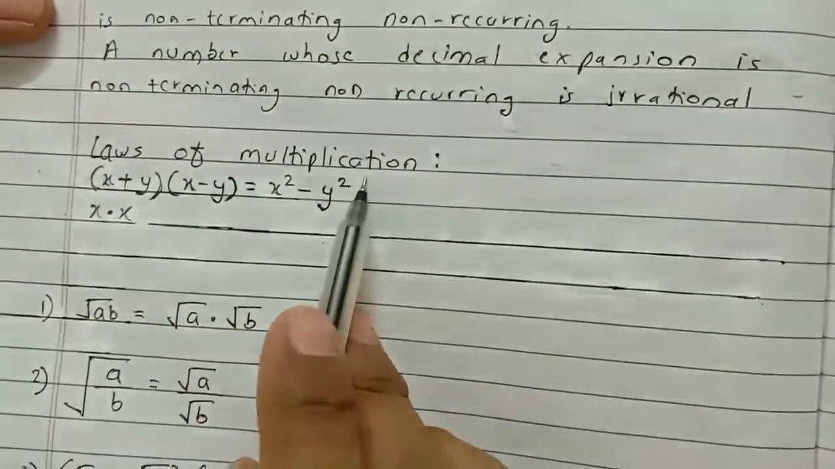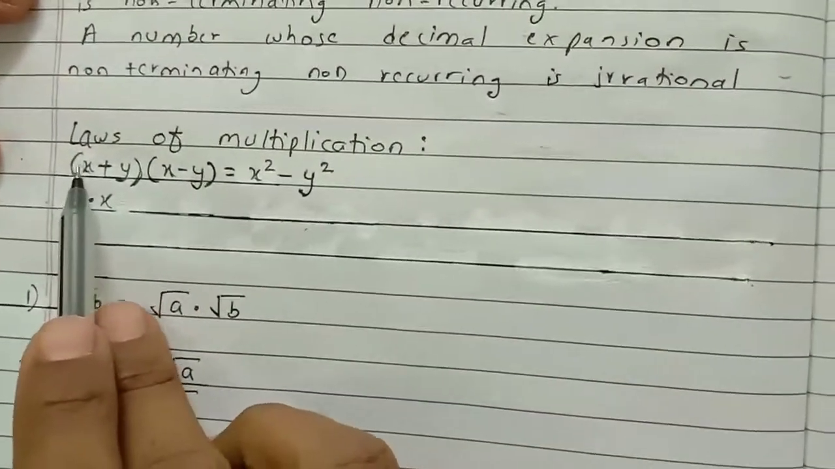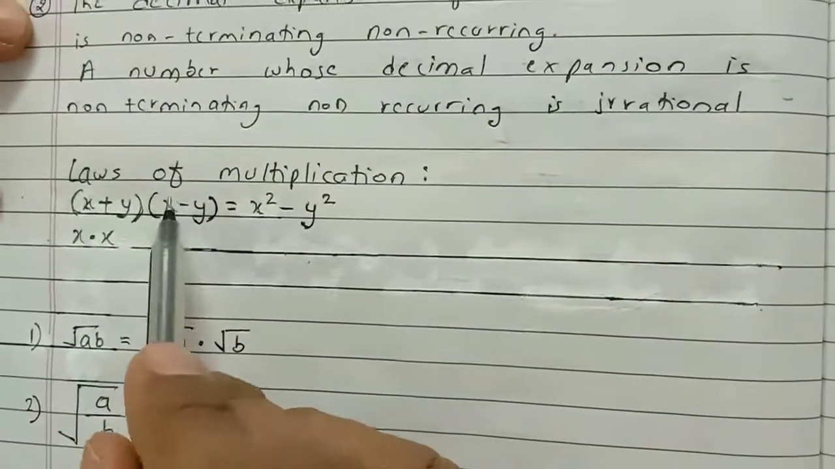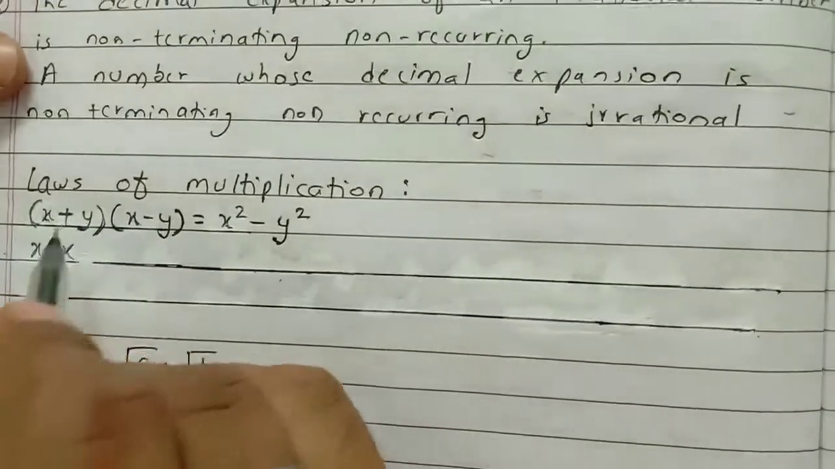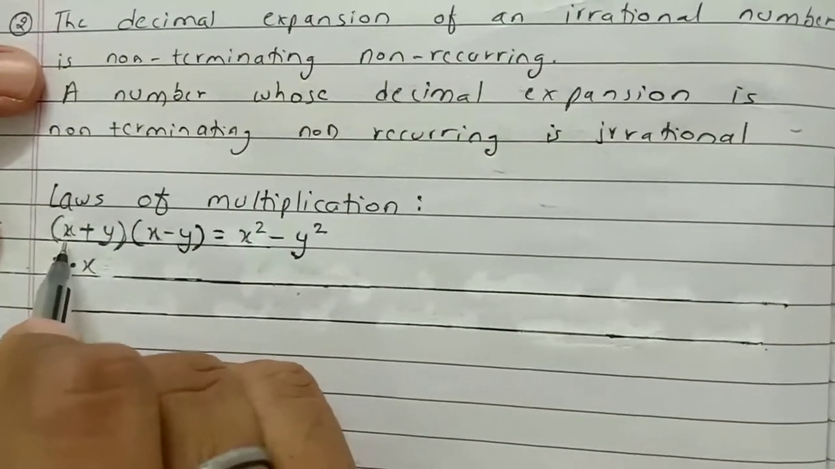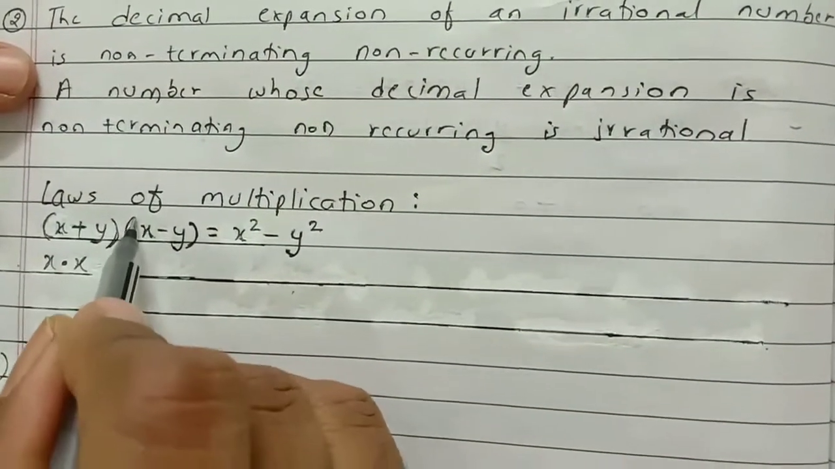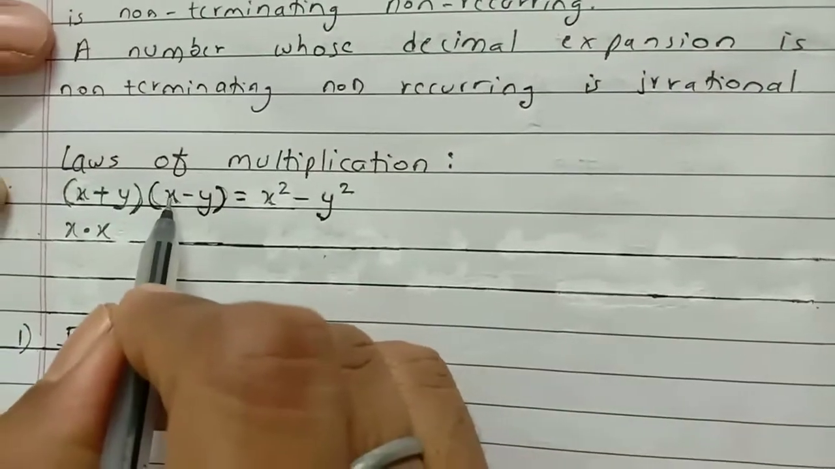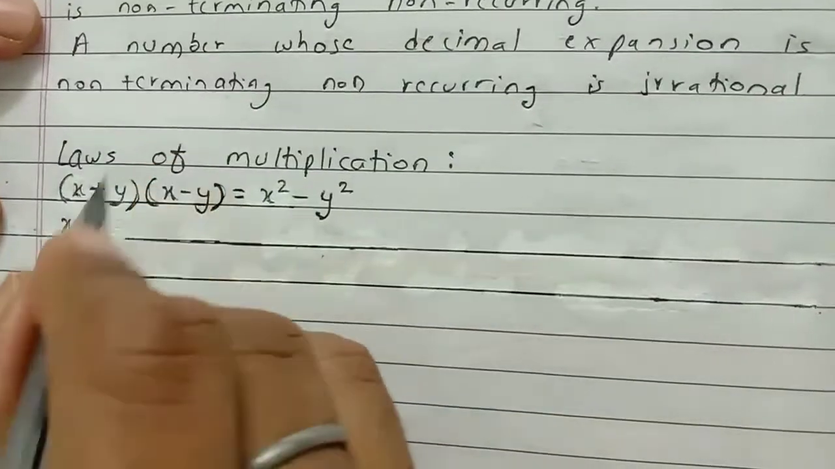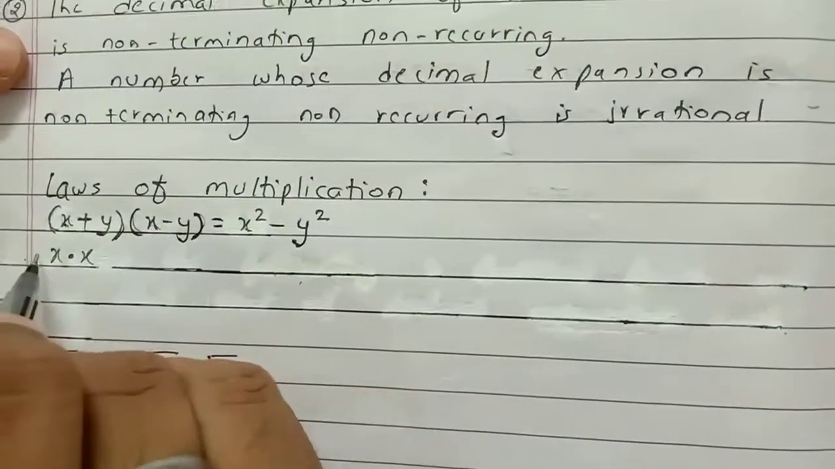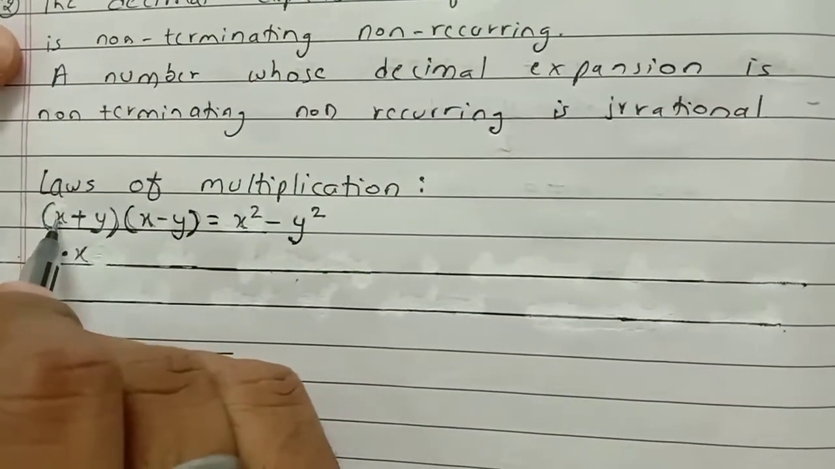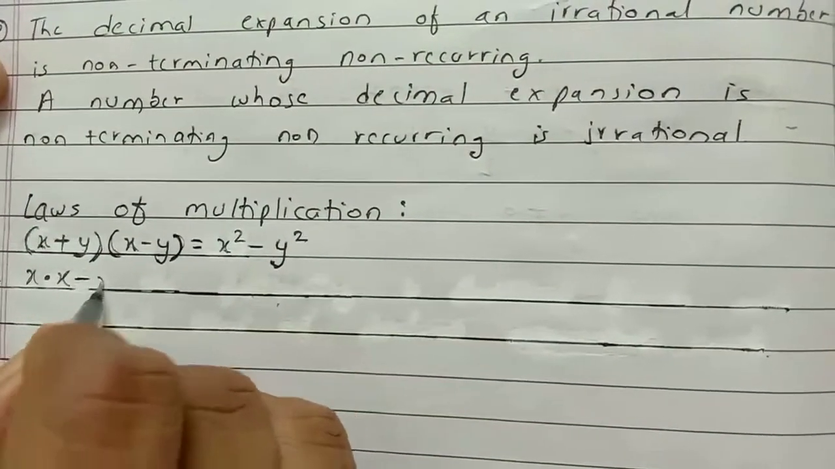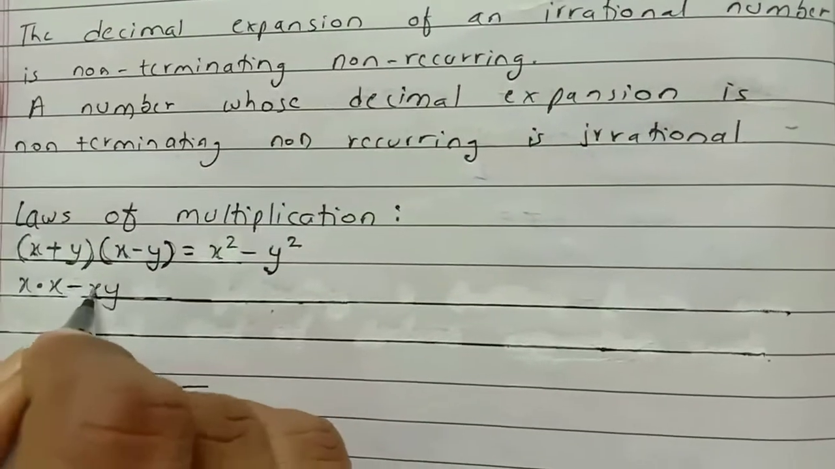Now we learn laws of multiplication. x plus y, whole bracket, into x minus y. How will we solve this? This is the first bracket, this is the second bracket. So x into x is x squared. Then x into minus y is minus xy, and plus y into x is plus xy.